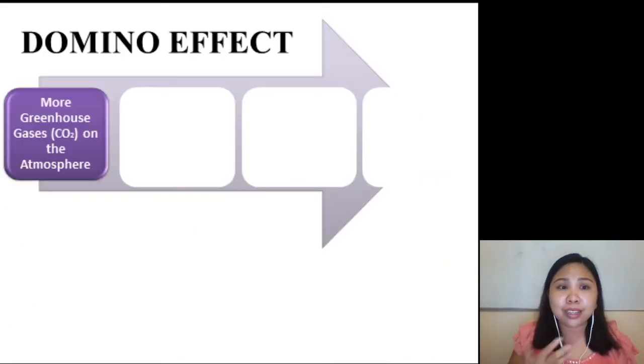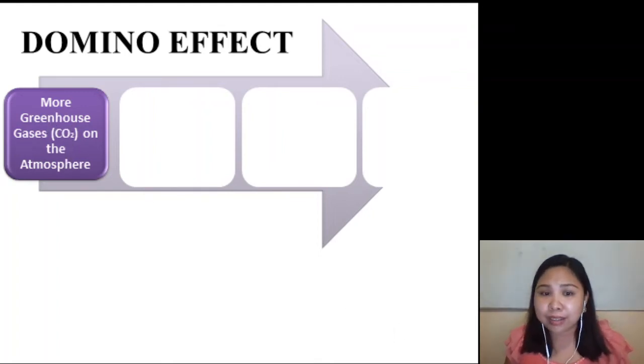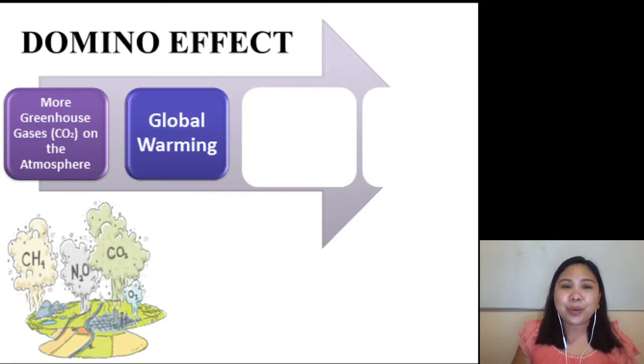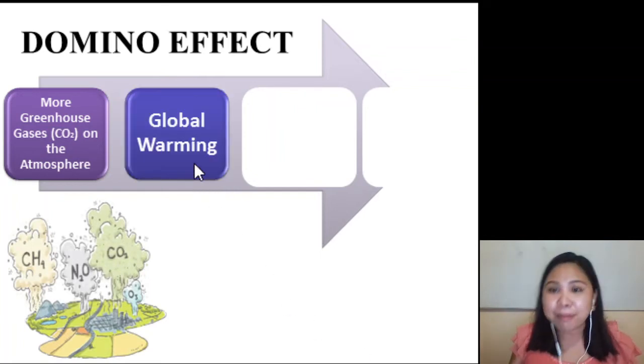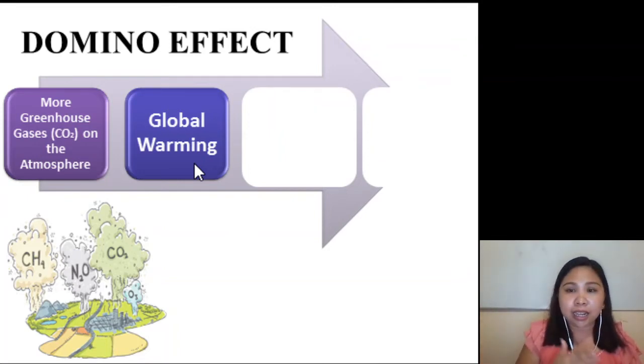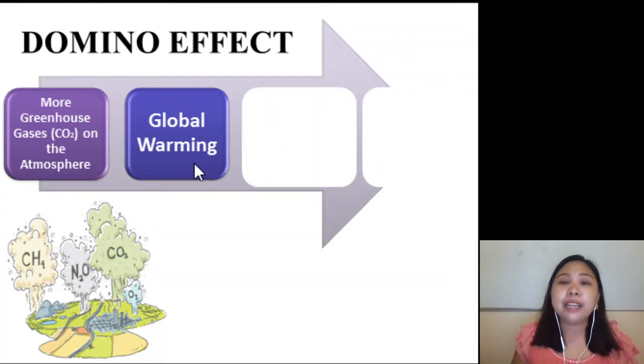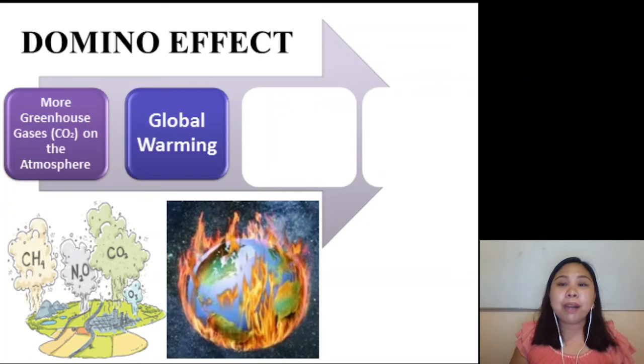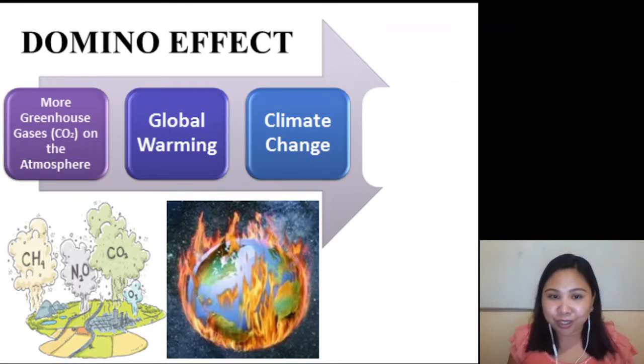So, because there's a domino effect. Okay? So, kapag marami ang greenhouse gases like carbon dioxide on the atmosphere, it will lead to global warming. Maraming natatrap na heat, maraming ibinabalik na heat sa Earth's atmosphere, kaya nagwo-warm yung ating globe or yung ating earth. So kapag nagkaroon ng global warming, a long-term warming of the earth, nagkakaroon ngayon ng climate change.